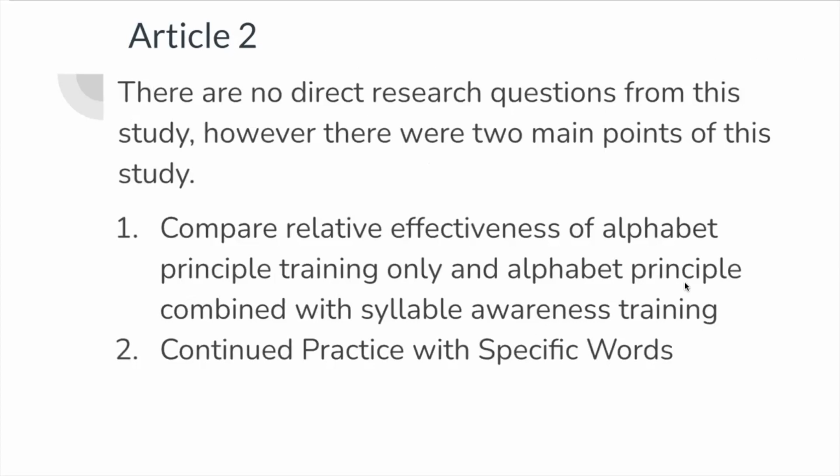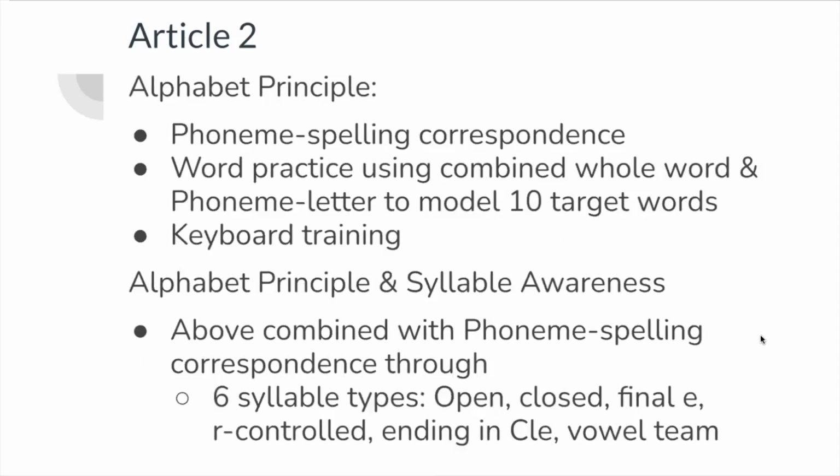However, there were two main points from this study. Number one was to compare the relative effectiveness of alphabet principle training only and alphabet principle combined with syllable awareness training. And the second one was to continue practice with specific words and specific word study. So the alphabet principle in Article 2: they were really focusing on phoneme-spelling correspondence and word practice using combined whole word and phoneme letter to model 10 target words. They were also given some keyboard training.